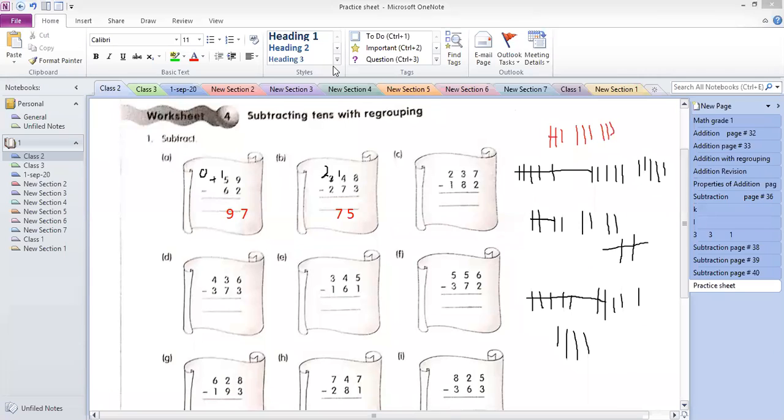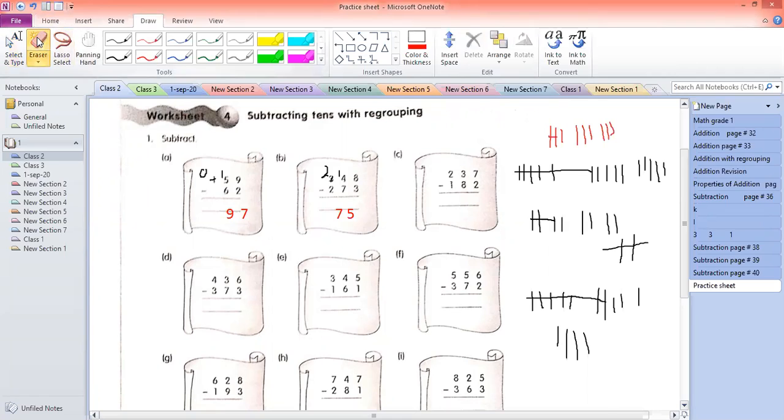For one last question, part C, I will also explain the whole question. Then from parts D, E, and F, we will take participants. Or I can unmute all of you for a while. Guys, can you help me to solve this? 237 minus 182. This is the question. First, I need to raise it.